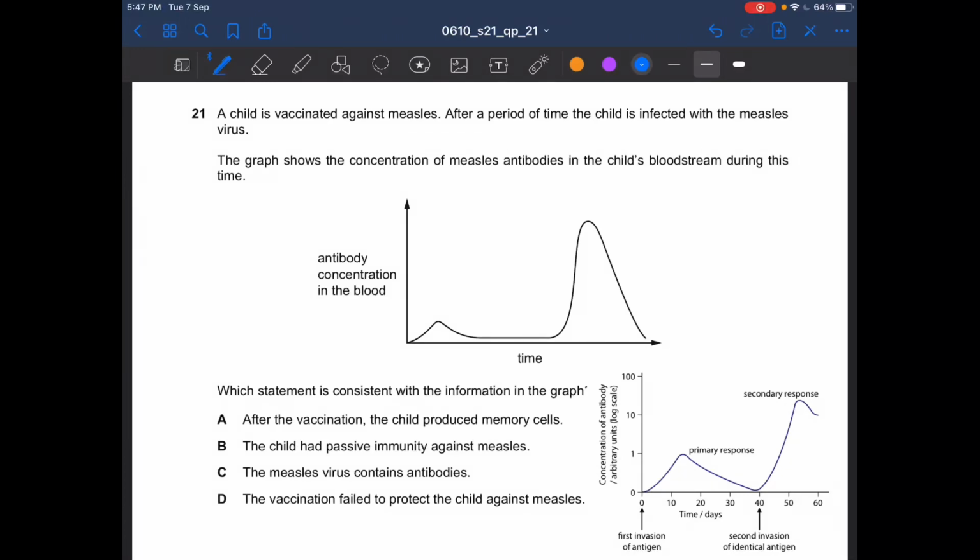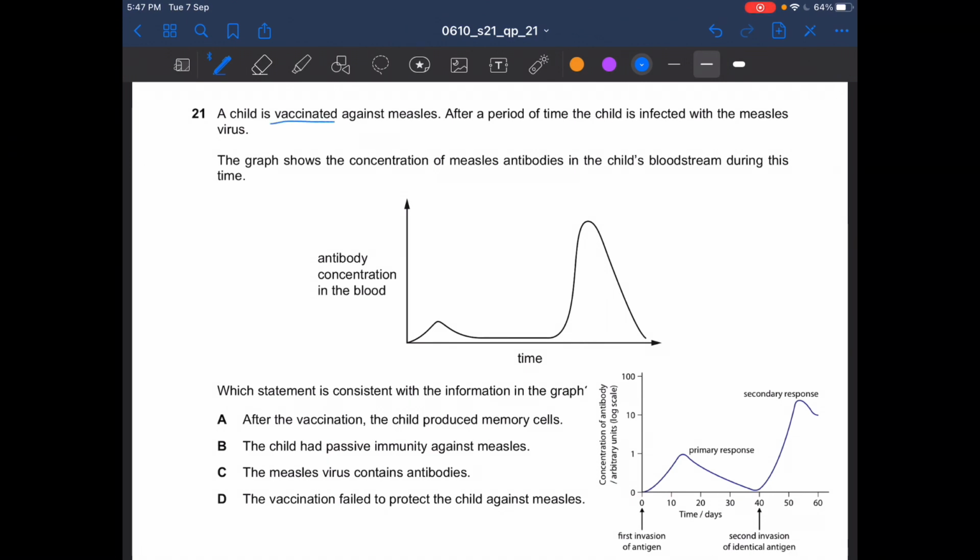Question 21. A child is vaccinated against measles. After a period of time, the child is infected with the measles virus. The graph shows the concentration of measles antibodies in the child's bloodstream during this time. Which statement is consistent with the information in the graph?